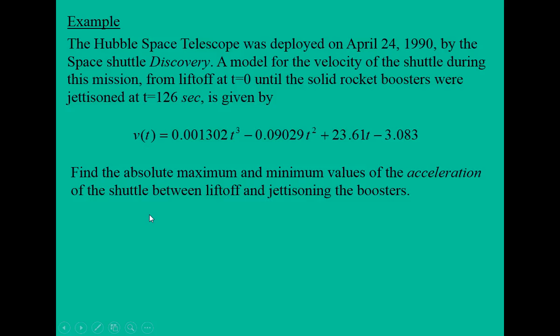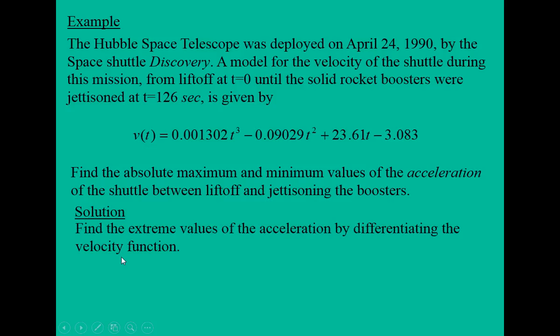Then it goes on to say find the absolute maximum and minimum values of the acceleration of the shuttle between liftoff and jettisoning the boosters. We are trying to find the absolute maximum and minimum values of the acceleration function. So in order to find the acceleration function, we would need to take the derivative of our velocity function. So our acceleration function is here.